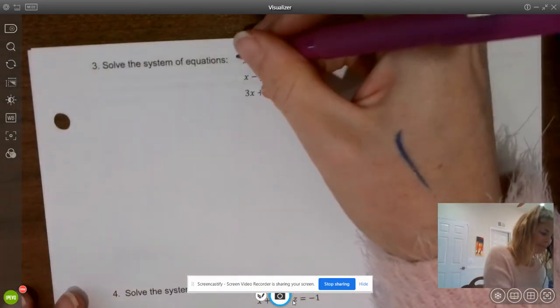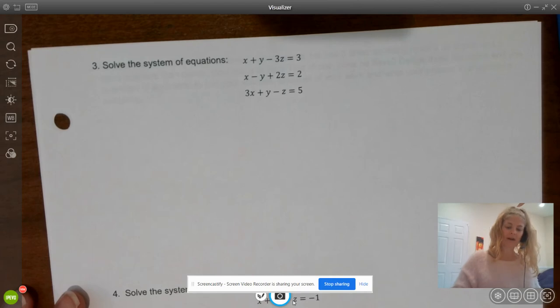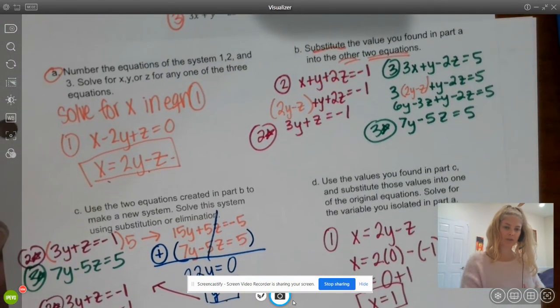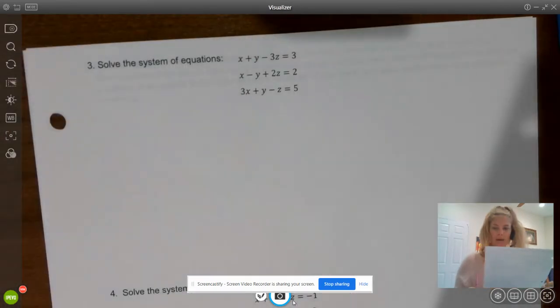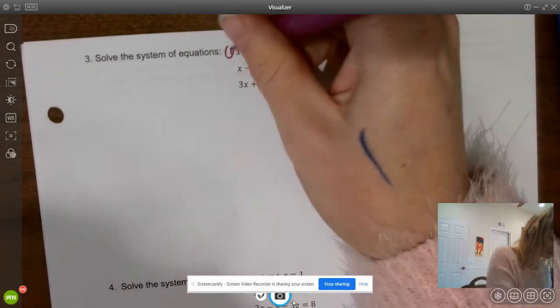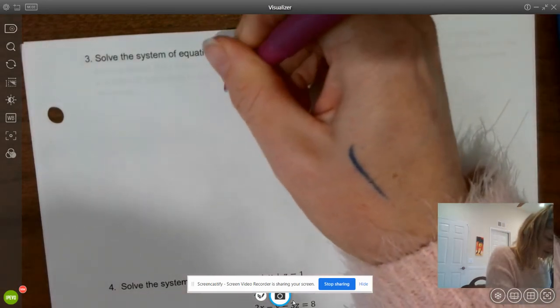Okay, so first step. And if you want to have those steps next to you, keep this paper close to you so you can be like, okay, step A. What am I doing? Oh, okay, yeah, number the equations. So we have 1, 2, and 3.